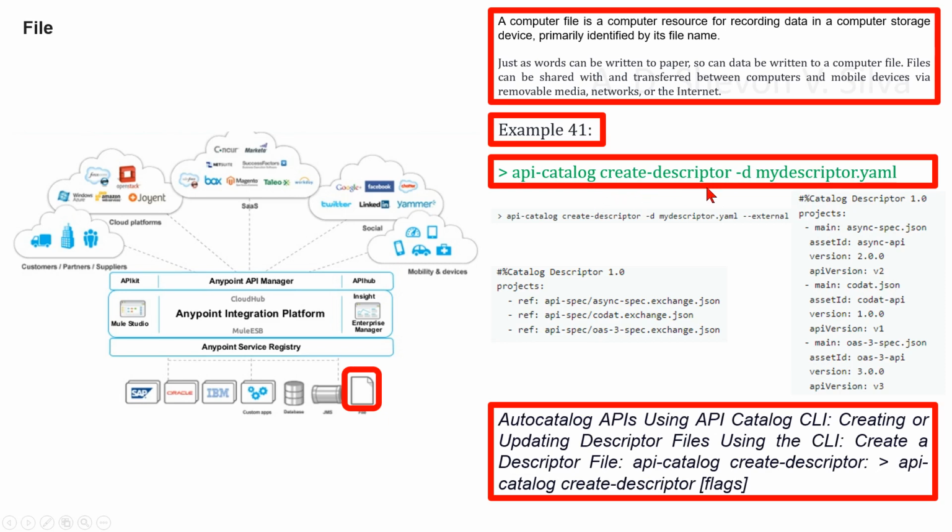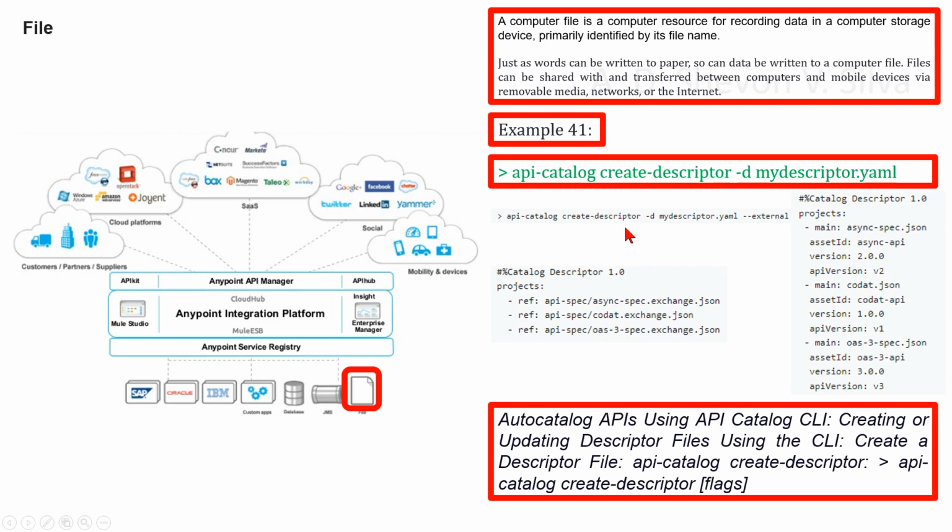API catalog create descriptor. This command accepts the following flags: -d, --file=file, the default is catalog.yml, the name and location in which you want to save the generated descriptor file; --external, generate an exchange.json file for each API described in the descriptor file, and add the reference to each of these using the ref tag in the project section. To create a descriptor file using the CLI, navigate to the directory path that contains the API you want to catalog. Run the API catalog create descriptor command.